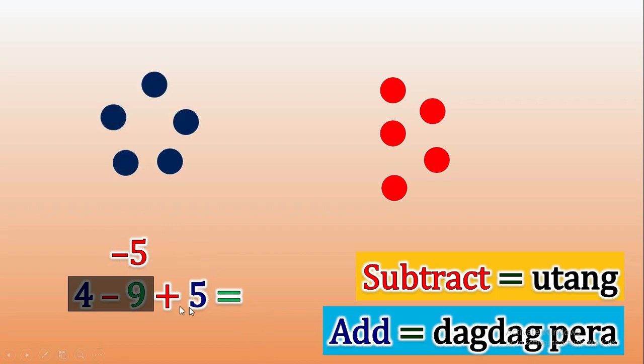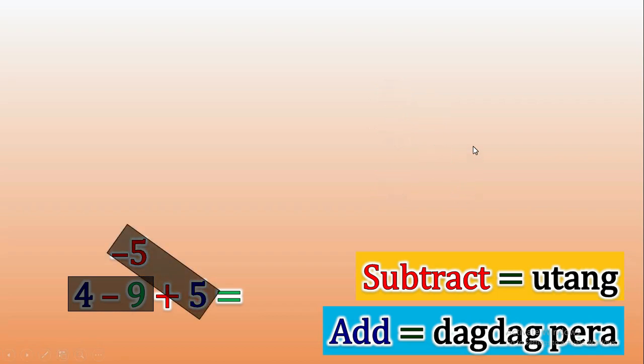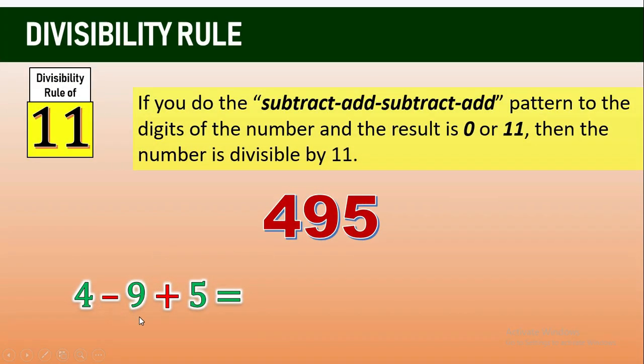Ngayon, magkakapera ka ulit ng 5 kasi may plus 5. Kung ang pera mong 5 yun, ibabayad mo sa utang mo na 5, wala ka ng utang. Wala ka na ring pera. So, ang sagot ay 0. So, negative 5 plus 5 is 0. Wala ka ng pera, wala ka ng utang. So, the answer for this is 0.